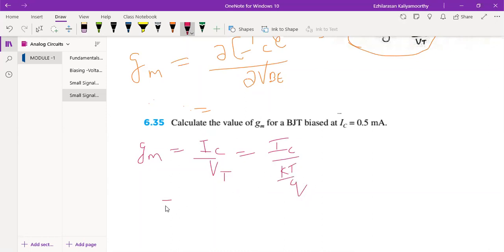Now we already know the kT value: k is the Boltzmann constant, T is the absolute temperature, that is 273 degrees Kelvin plus the given room temperature, divided by q, the charge of the electron. Substituting all of these, VT at room temperature, if the temperature is not changing, the value will be constant. VT we may get as around 25.85 millivolt at room temperature.